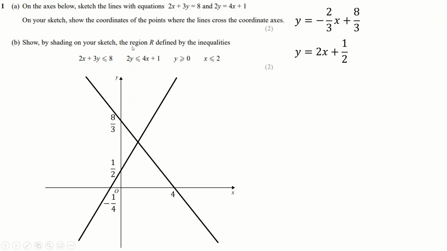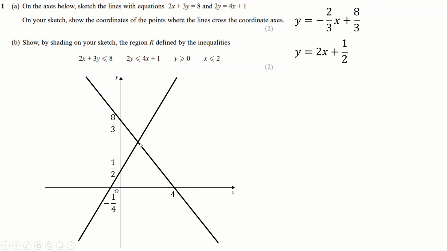Show here by shading a sketch region R defined by this. So we want to be underneath, so y less than means we need to be underneath this line. Needs to be also underneath this one. We need to be above the x-axis, y is 0 is above the x-axis. And we need to be to the left of x is equal to 2. Now x is equal to 2 is somewhere here.